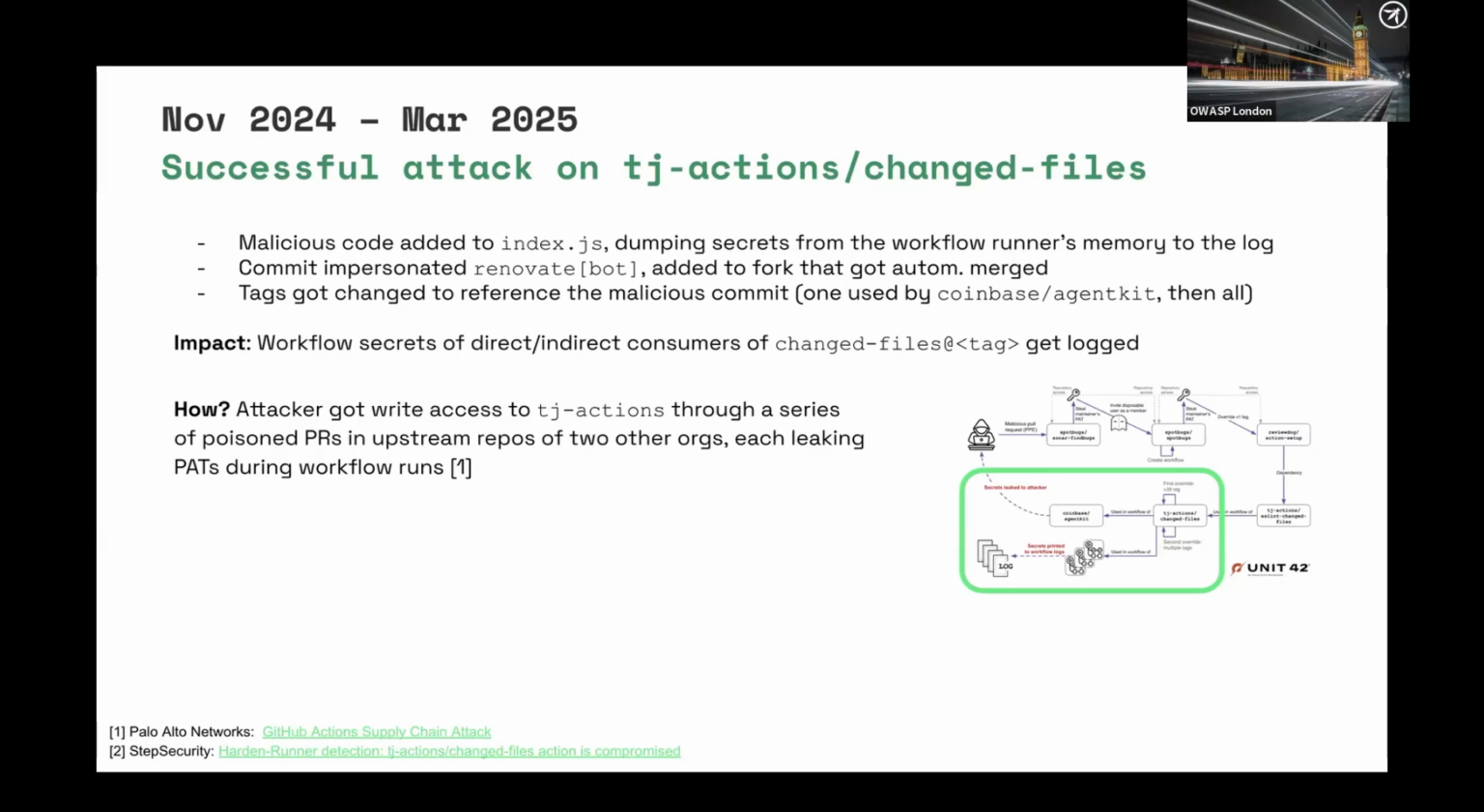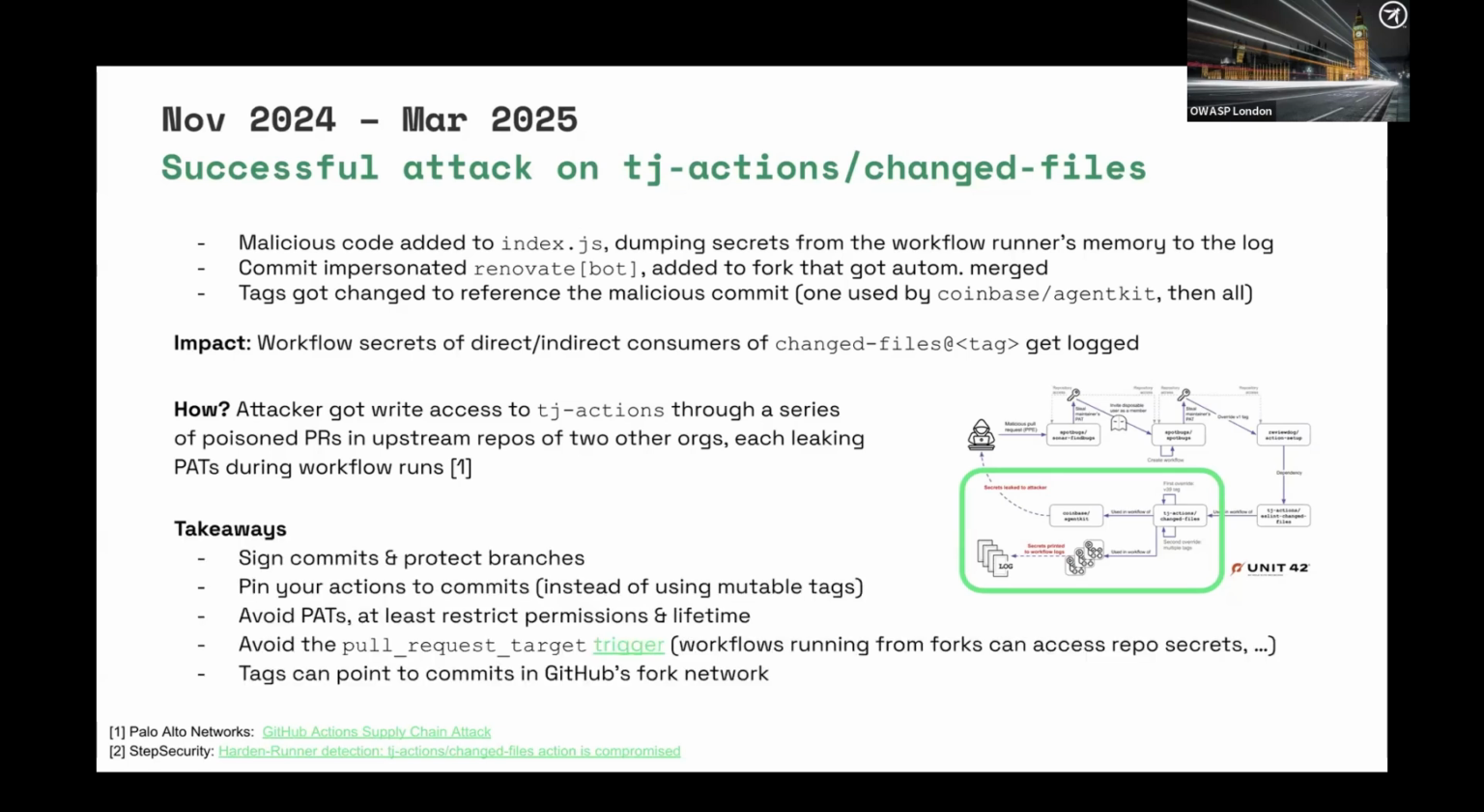I really recommend reading through the write-up of Palo Alto Networks Unit 42. You have the link here. They did a great job in figuring this all out. There are a lot of takeaways for this one, from signing commits, protecting your branches, to pinning your actions to commits. This was, I think, a huge, or maybe is still, a misunderstanding of many GitHub Actions users, that if you just refer to a tag when you use a certain GitHub action, you actually pin something that is mutable, that can be changed.